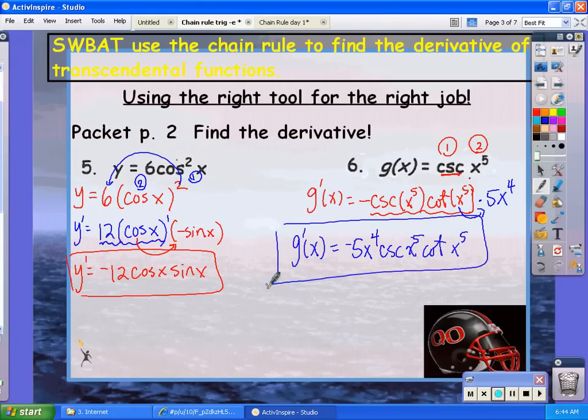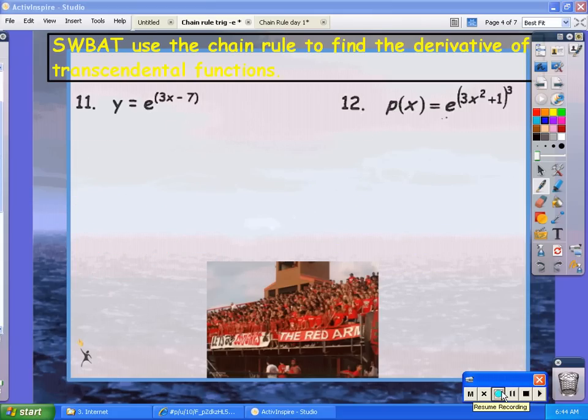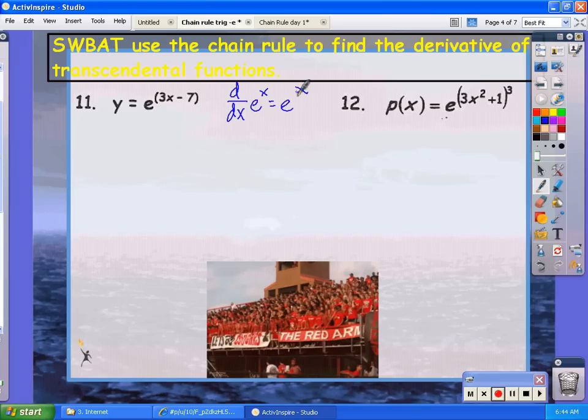All right, let's take a look at the next one. In problem number 11, notice now we have an e function, an exponential function. Now we already know that when we find the derivative of e to the x, we get e to the x, because that's our favorite function in the world. The only difference here is that this function is e to the 1x. Here I have e to a power other than x, and sometimes people think of this as taking the derivative of e to the u.